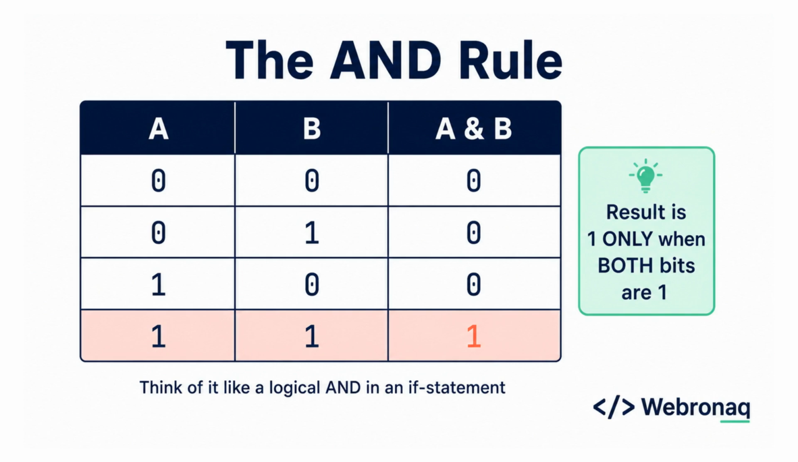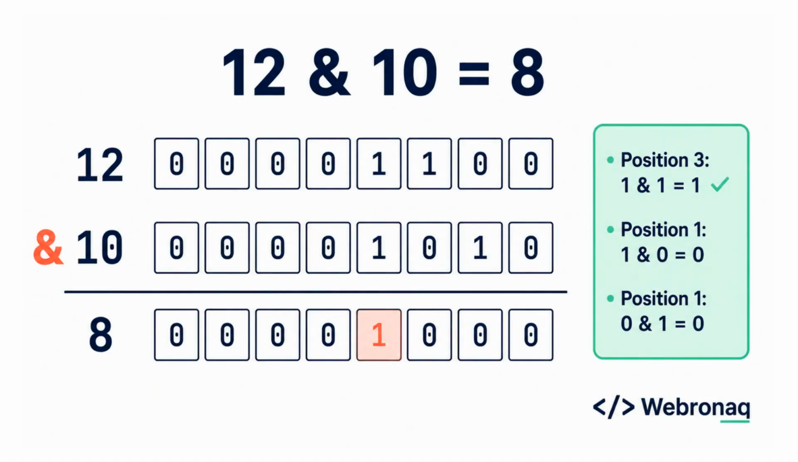It's actually the same logic you already use when you write an if statement with a logical AND, like if user is logged in and user is admin. Both conditions have to be true. The bitwise AND just applies that exact same thinking to every single bit. Now, let's see what happens when we run it on real numbers. Let me show you this in action.